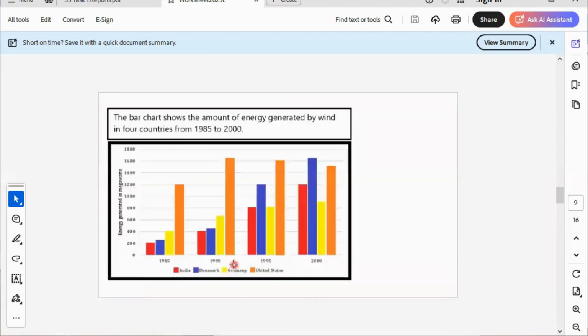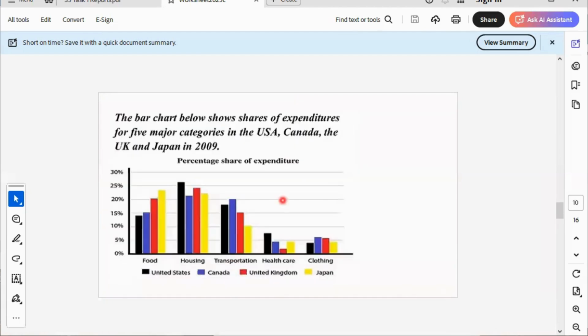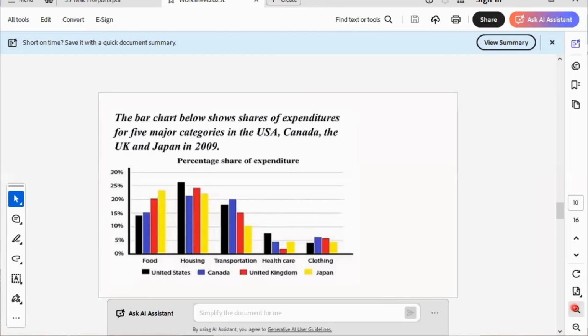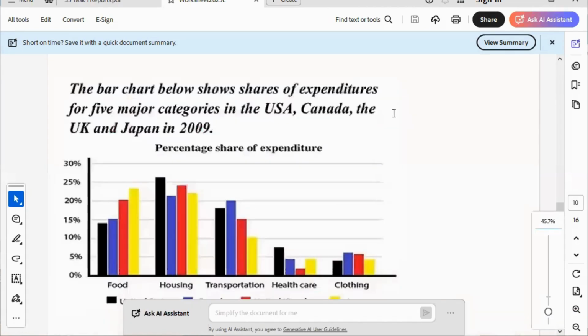Let me show you what I mean. Look at this graph here. Look at this graph here. Let me type two sentences for you. Sentence one.